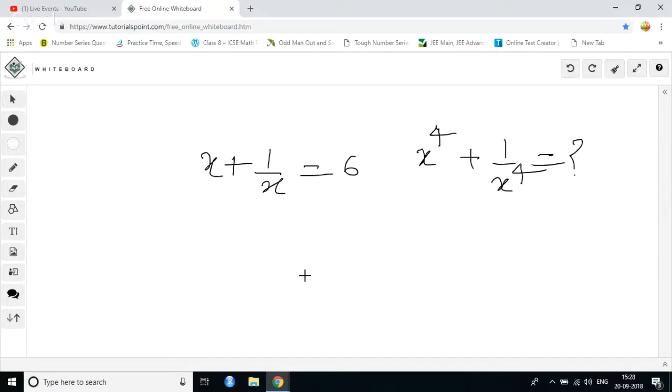Shreya is saying you don't have it, and somebody is saying it is there. So okay, let me solve this question, even if it will take just 2 minutes.